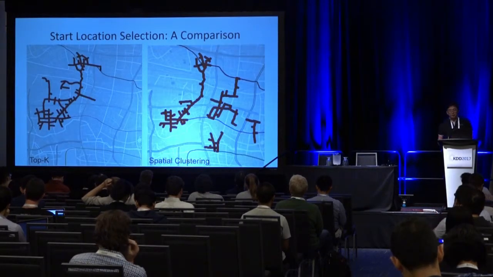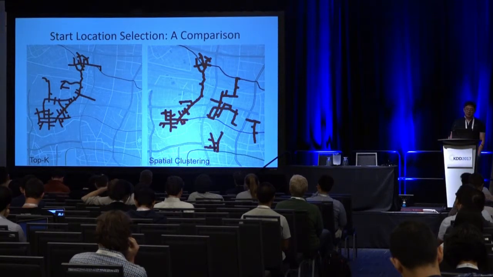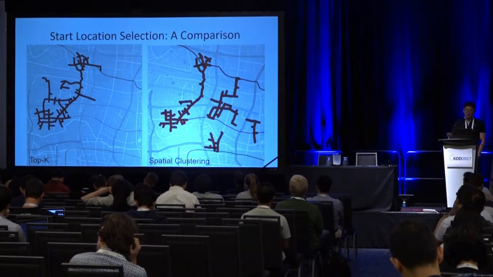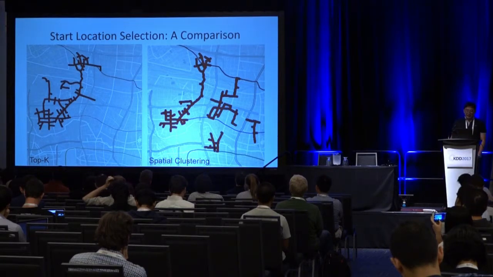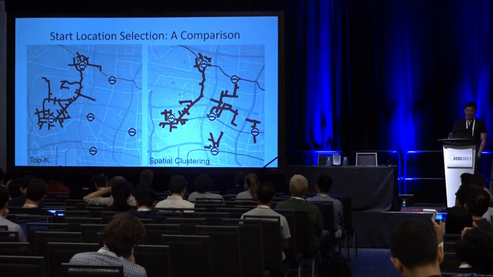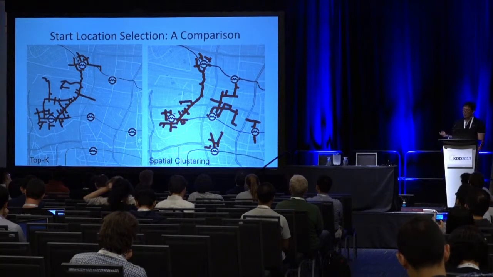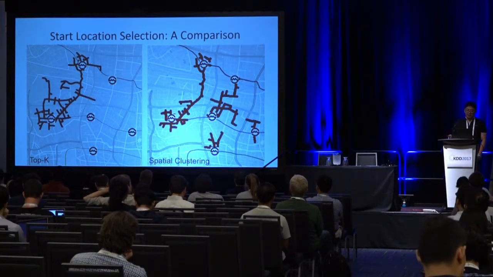So comparing these two methods with the same parameters, we can see that the spatial clustering based algorithm has better coverage. To be more specific, we have covered all 6 subway stations in this area, compared to the top k-based method, which only covers 2 subway stations.